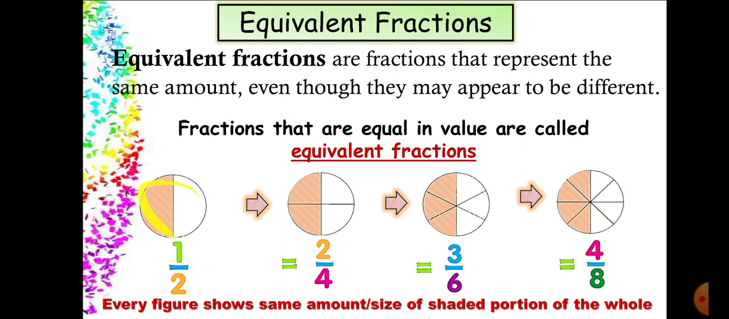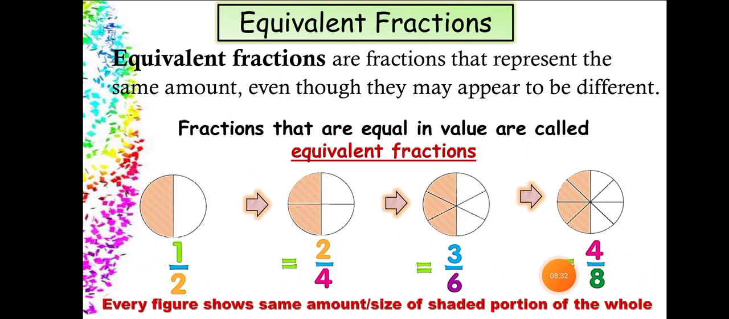Here I have a figure that has 1 whole with 2 parts, and 1 of them is shaded, that means 1/2. Then we have a figure that has 1 whole with 4 equal parts and 2 of them are shaded, that means 2/4. Then a figure that has a whole with 6 total parts, 3 of them are shaded, and a whole that has 8 equal parts, 4 of them are shaded.